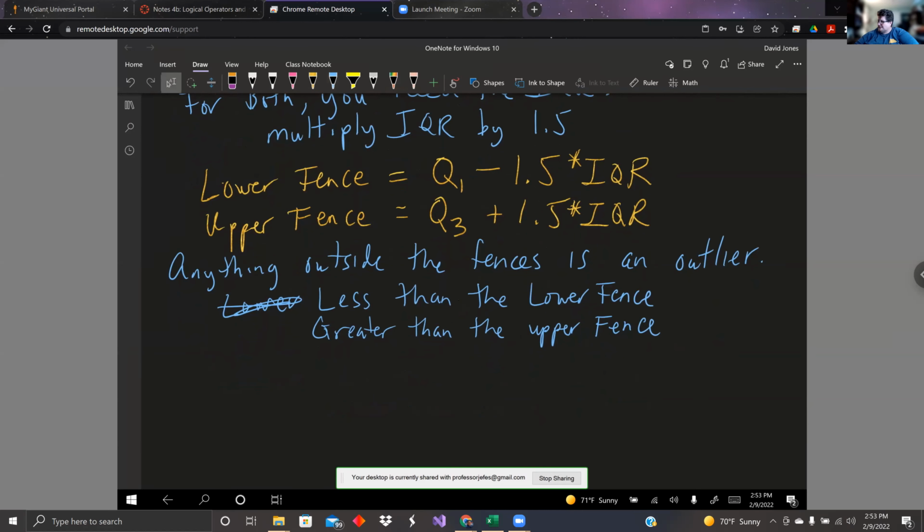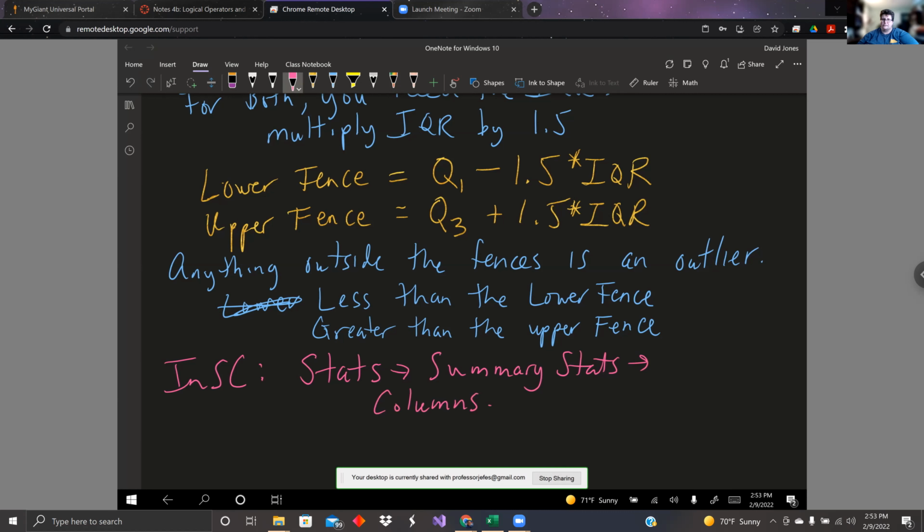Thankfully, you don't have to go through the data and sort it and figure out where the percentiles are, where the first quartile is, the third quartile is to do this. StatCrunch will give these values to you. In StatCrunch, we're going to go to stats, summary stats, columns. I'll give you a second to write that down, and then we'll open up MathLab and go take a look at it. And then we'll take a little break.